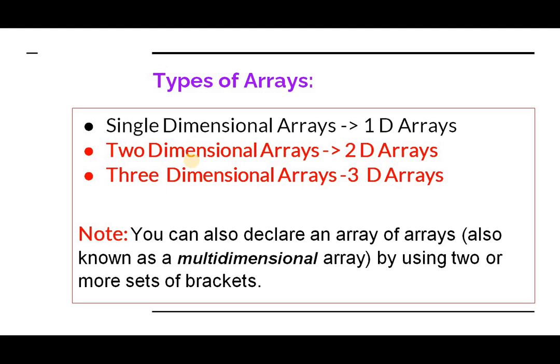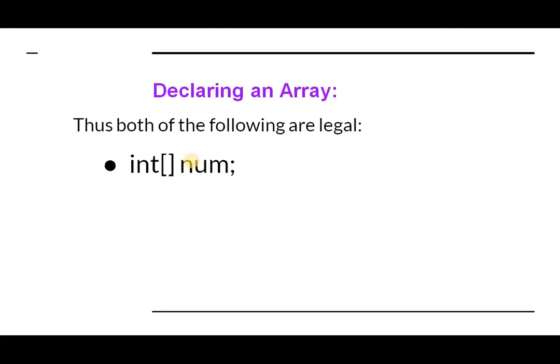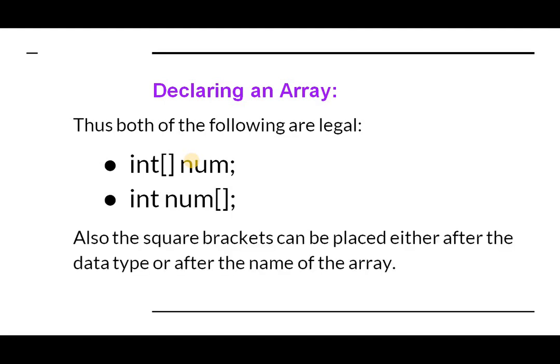Let's go to how to declare an array. The declaration of an array is in two ways. That means we can declare an int array with the variable num. The next one is you can use int variable num with square brackets. Both are legal ways. So the square brackets can be placed either after the data type or after the name of the array. Both are legal in Java programming language.